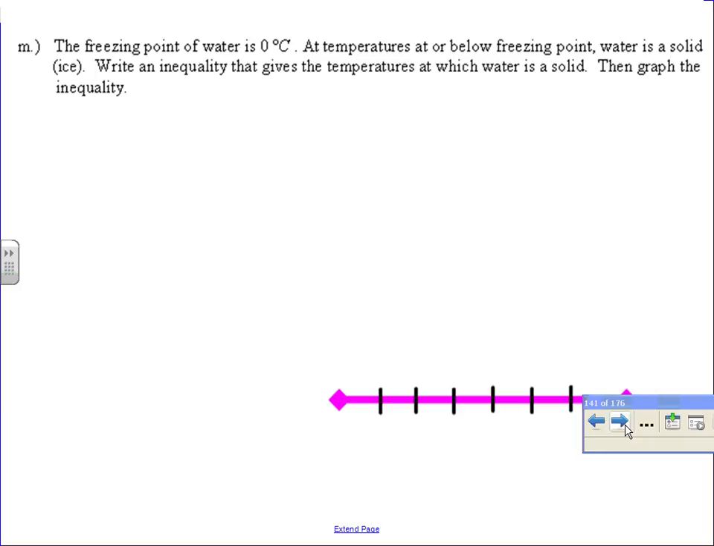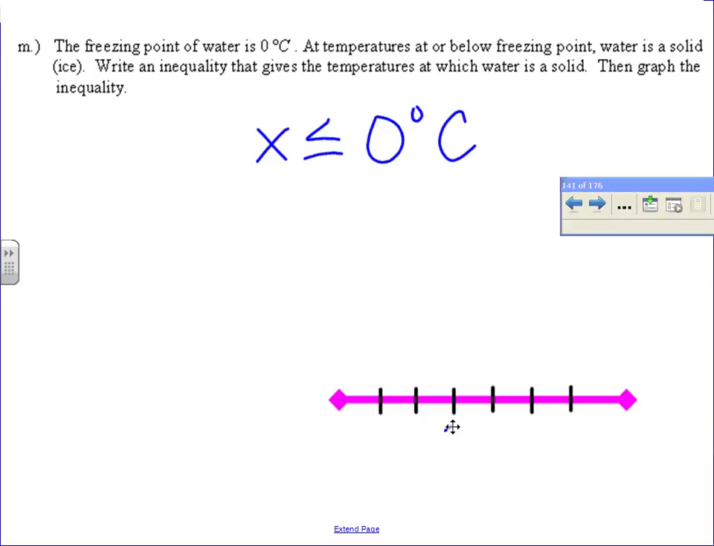So anyone have an idea of what our inequality would be to represent when water is solid? When you think you know, put your hand up. Annalise, what do you think? Good. Okay, great job. Who can explain to us why it is less than or equal to? Sean? Because when the water freezes, it is either like over or less than. Good job. So it can be 0 because it tells us the freezing point of water is 0 degrees Celsius, which is true, but it also could be less than that and it will still be frozen.